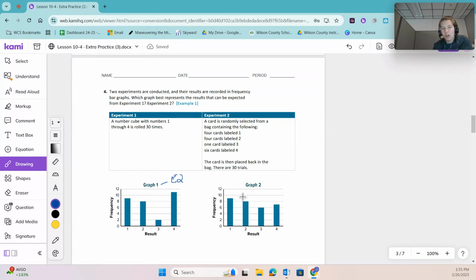And again, graph 2, these are much closer to each other. There's not a big discrepancy between the heights of the bars as much. So I think this one would go with experiment 1.